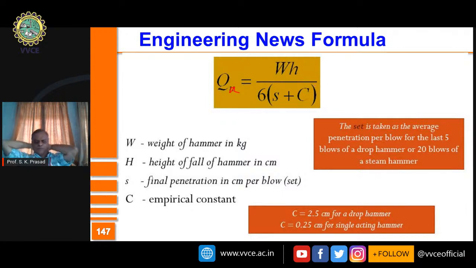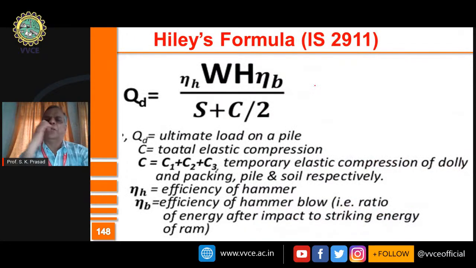If it is drop hammer, you can take this value as 25 millimeters. If it is single acting hammer, you can assume it to be 2.5 millimeters. Therefore, when you know the weight, when you know the height of drop, you may be able to approximately determine the capacity. And engineering news formula is one of the standard formulae because of its simplicity. However, in IS code, you will see this formula, which is called Hiley's formula. You see that in IS 2911. Okay. According to this, the ultimate capacity is given by this formula.